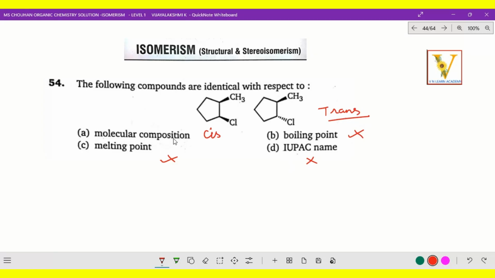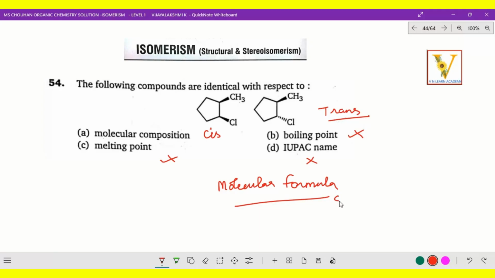Molecular composition, what is it? Molecular formula, see same CH3 Cl, here CH3 Cl, only above the plane and below the plane it is changing, but the molecular formula will be same, right?